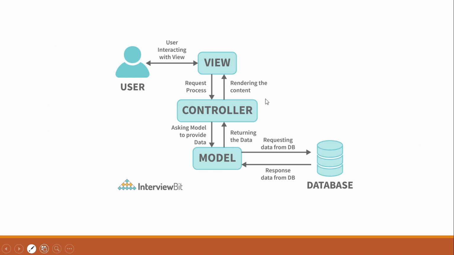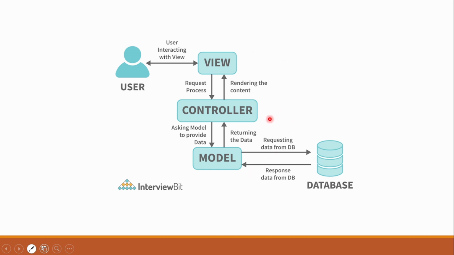In the MVC pattern, there are three key elements: the view, the controller, and the model. Let's take a closer look at how they work together. First, the user interacts with the view, which is responsible for presenting the data to the user and receiving the inputs. When the user interacts with the view, it sends a request to the controller, which acts as the middleman between the view and the model.